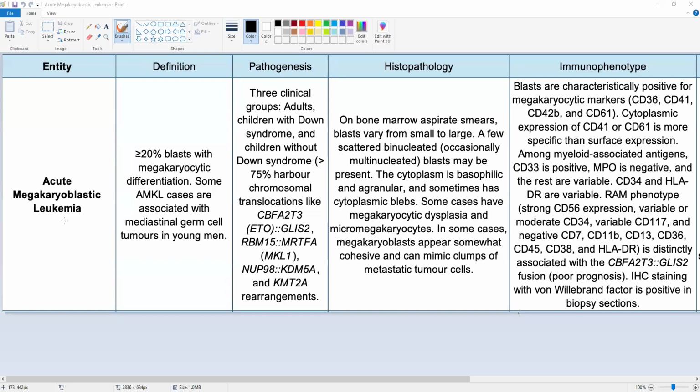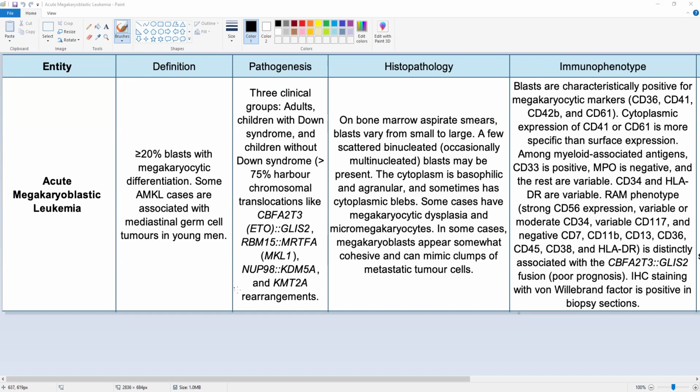I'm a third-year pathology resident, and today I'm going to be talking about acute megakaryoblastic leukemia. This is an acute leukemia that is characterized by at least 20% blasts with megakaryocytic differentiation. Some of these acute megakaryoblastic leukemia cases are associated with mediastinal germ cell tumors in young men.